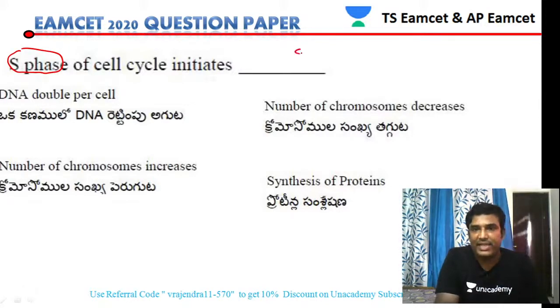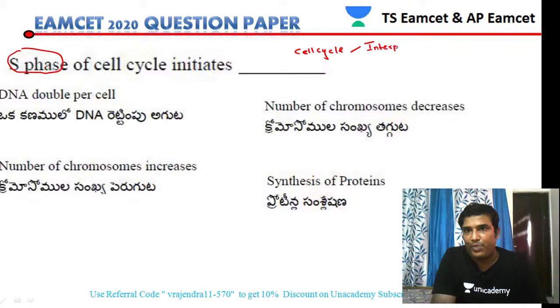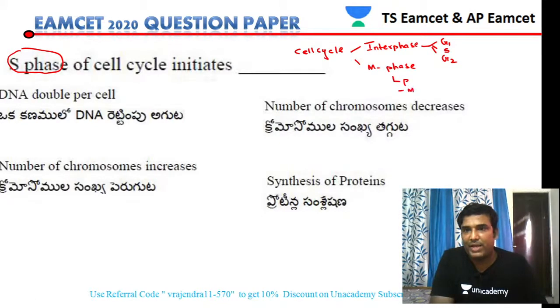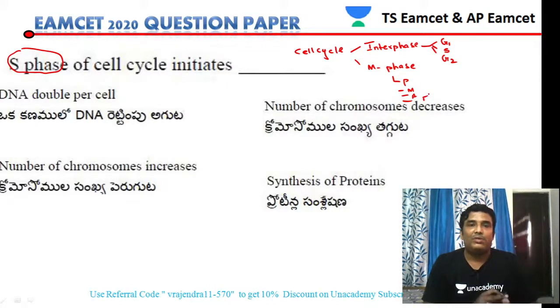If you take the cell cycle, in that cell cycle we have interphase as well as M phase. Interphase is divided into G1 phase, S phase and G2 phase. The M phase is divided into prophase, metaphase, anaphase and telophase. The question is asking about the S phase, which is a part of the interphase.